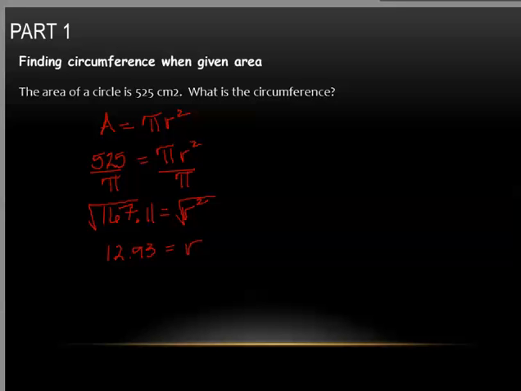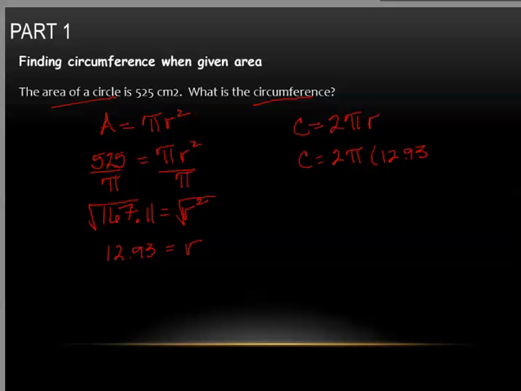Okay, I found the radius. Now I'm going to go back and read my problem and see if that was all I was supposed to answer. It says, here's your area of a circle, what's the circumference? Well, remember I told you earlier you can do pi times d, which is the diameter, or you can do 2 pi r for the circumference. And since I know the radius, I'm going to use 2 pi r.